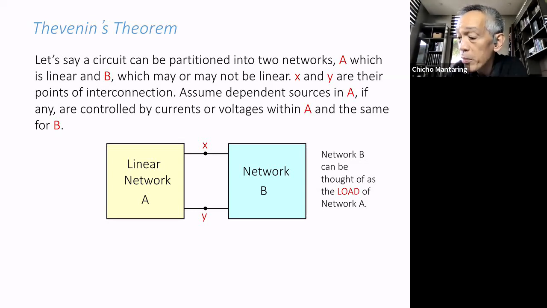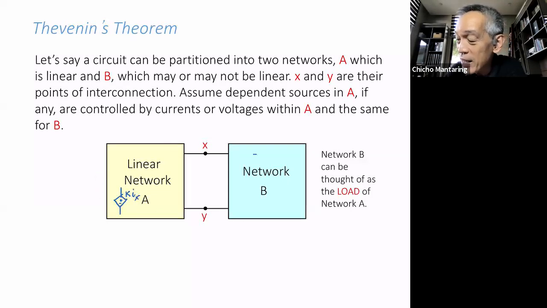Okay, now assume that the dependent sources in A, if there are any, are controlled by currents or voltages within A, and the same for B. No? In other words, kung meron akong dependent source sa loob nito, let's say I have a dependent source here, sabihin natin plus minus, let's say K IX. No? Itong IX na to, dapat nasa loob nito.